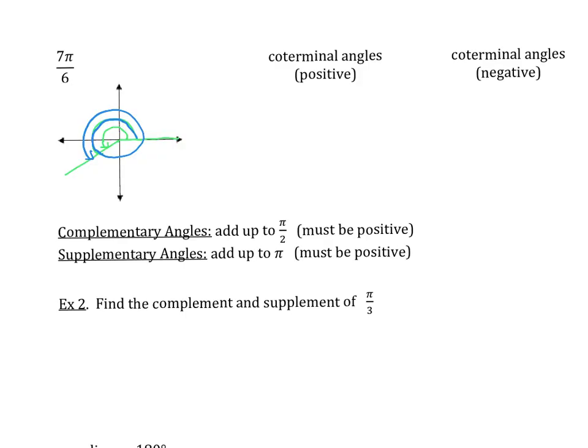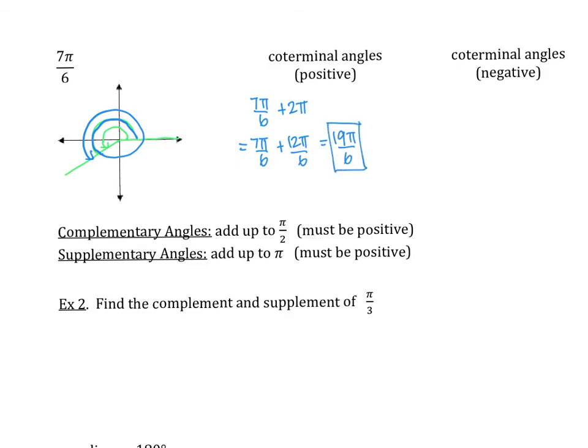If you like to just have a formula, I'm doing 7 pi over 6 and I'm going a full extra loop. An extra loop in radians is 2 pi. Okay, so I do need a common denominator though. So 2 pi is really 12 pi over 6. So 19 pi over 6 is one of many positive coterminal angles.